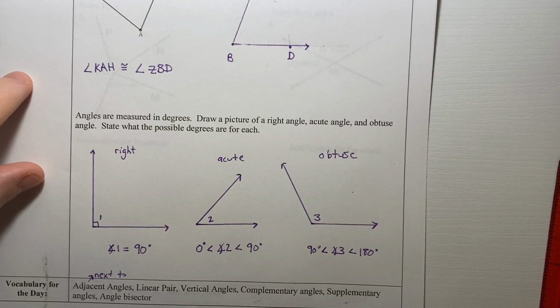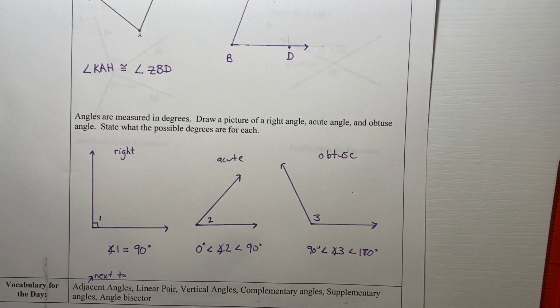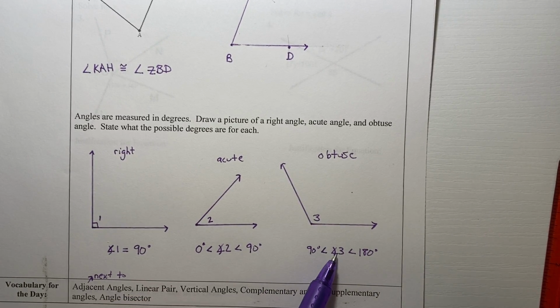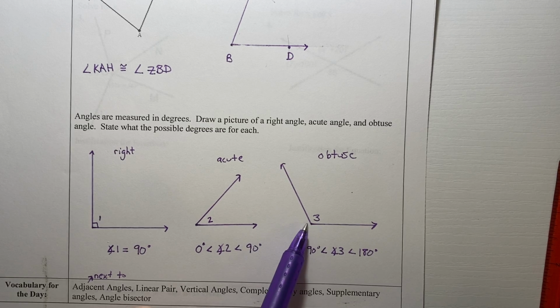And then lastly, we have obtuse angles. Obtuse angles are larger than 90 degrees. So what this is saying is this is angle 3. We see that angle 3 is less than 180, so it's a little bit less than a straight line, but it has to be greater than 90 degrees.